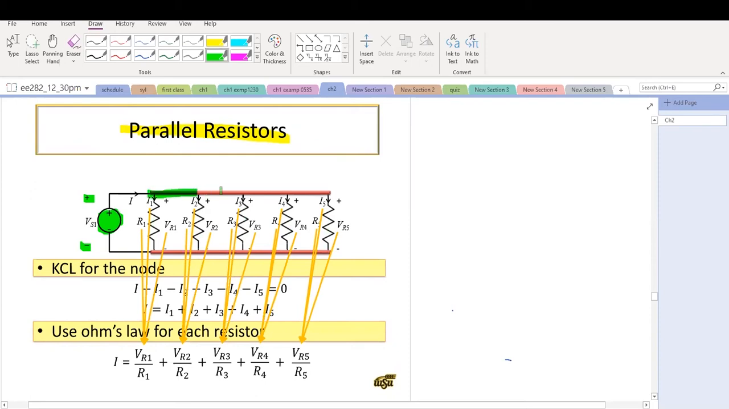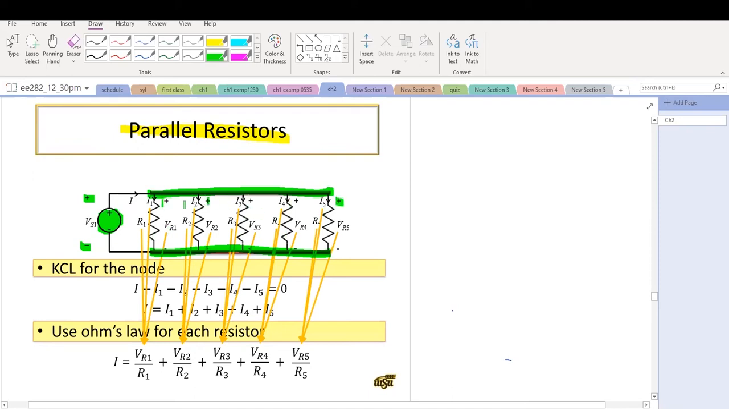So this is one node they share, and this is another node they share. So they only share 2 common nodes altogether. So the voltages here are VR1, VR2 up to VR5.